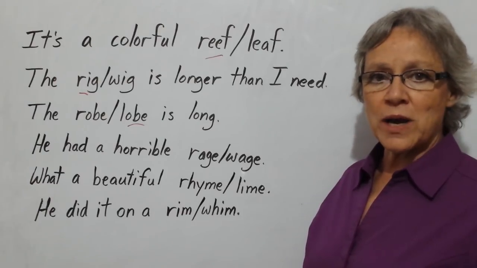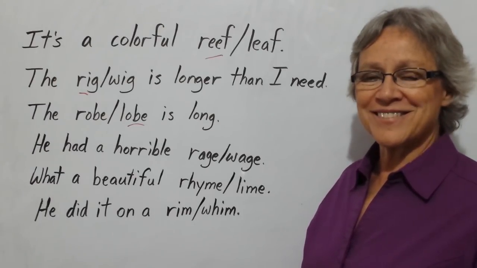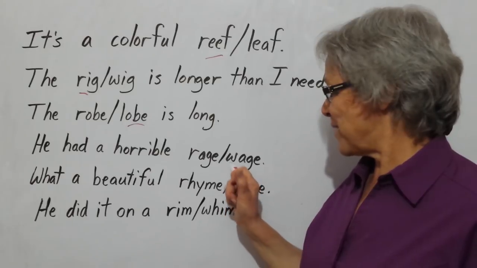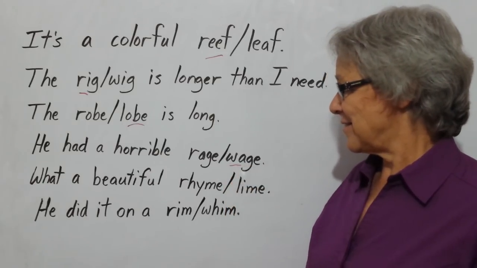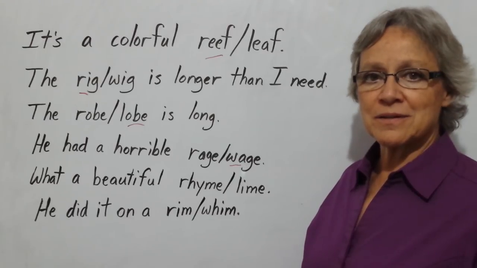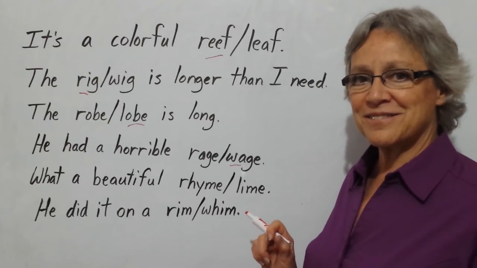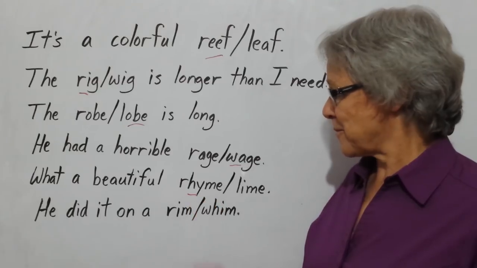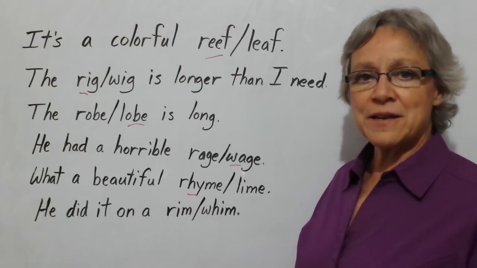He had a horrible wage. Did you get it? It was wage. What a beautiful rhyme. Okay, which one? Rhyme. He did it on a whim.